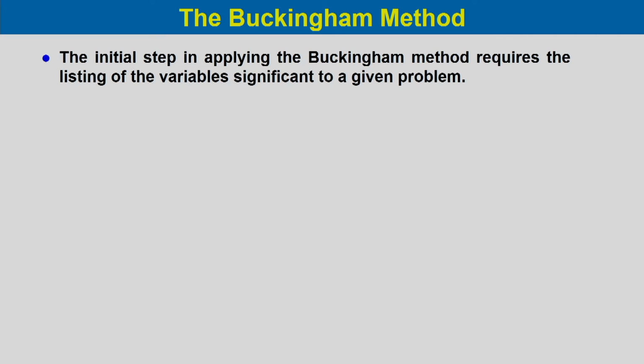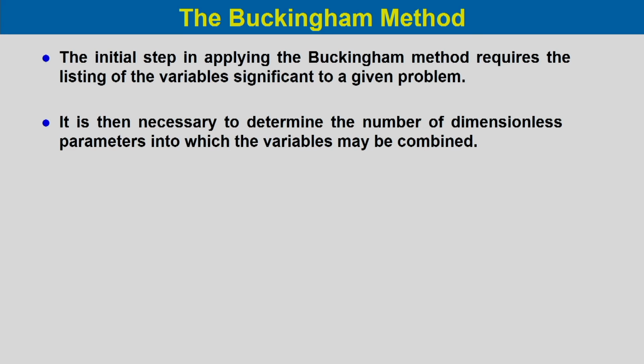The initial step in applying the Buckingham method requires the listing of the variables significant to a given problem. So, once the problem is given, we have to identify the significant variables for that particular problem. It is then necessary to determine the number of dimensionless parameters into which the variables may be combined.